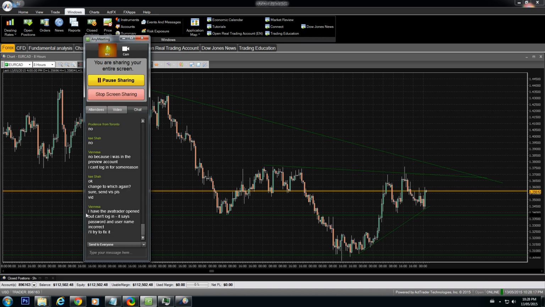If you made the new account, you have to make sure that the old one that was set for MetaTrader won't work with the AvaTrader. So you have to make sure the account was made for AvaTrader.